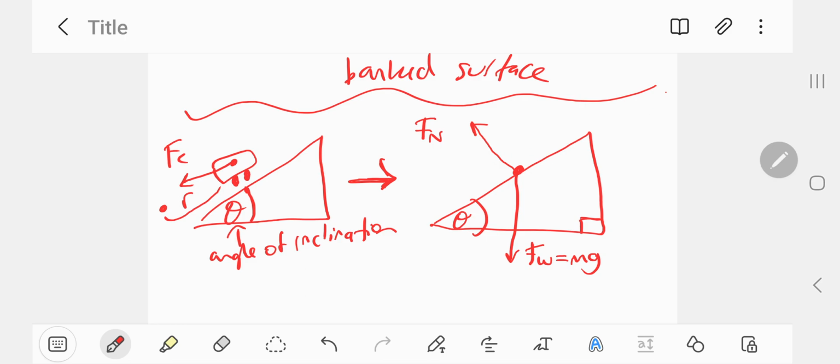Now, let's work out the components of the normal force. Remember, the normal force in this case, because it's a banked surface, is not going to be going straight up, right? It's going to be coming out at an angle. So this angle here, I'll draw an imaginary line here, a normal. This angle here is theta.